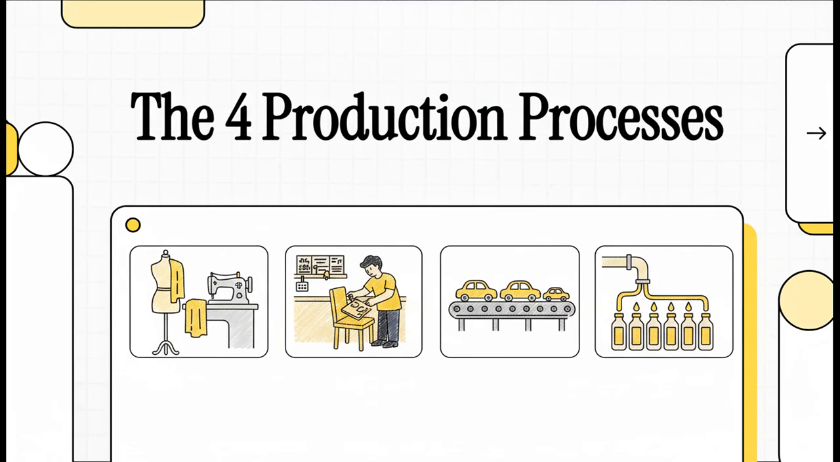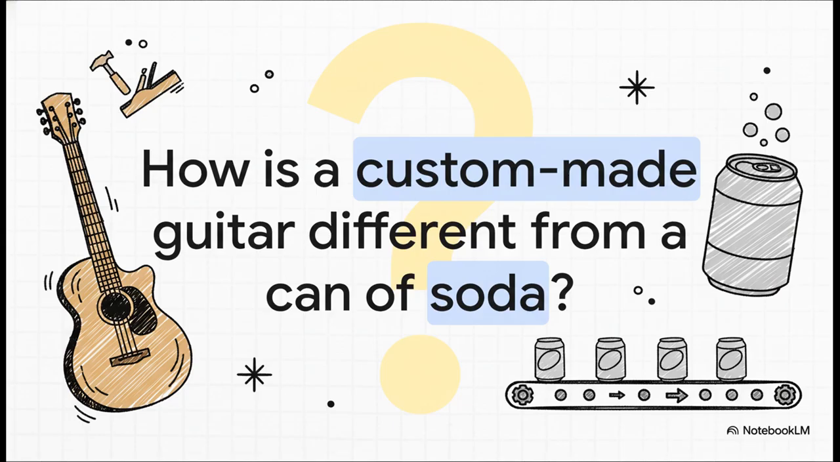So, have you ever stopped to think about what a custom-built guitar and a can of soda really have in common? I mean, on the surface, almost nothing, right? But underneath it all, they both start with a huge decision, picking the right way to make them. In this explainer, we're going to break down the 4 fundamental production processes, all the way from one-of-a-kind items to millions of identical products. Let's start with that question because it really gets to the heart of everything.